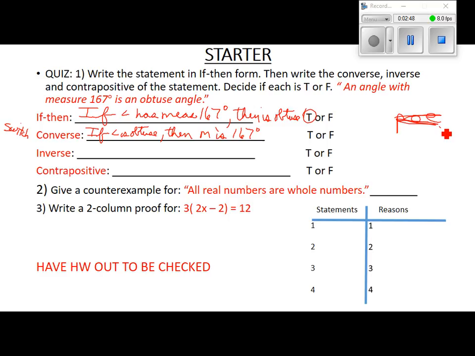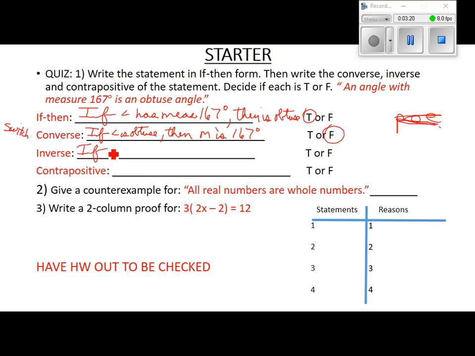Is that true or false? If you've got an obtuse angle, whenever you're trying to decide whether these are true or false, it's where a lot of you are having trouble. You look at the first part. That's the part they're telling you. It's like you're given information. So we have what kind of angle? Obtuse. Then, do we know for sure that the measure is 167 degrees? No. Give me an example. 168. So that one's false.